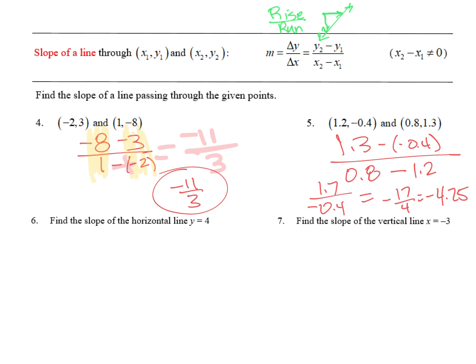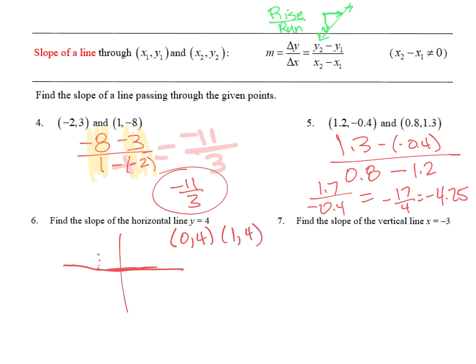All right, let's look at number 6. Find the slope of the horizontal line y equals 0. Well, let's think about a horizontal line. A horizontal line has no rise because the graph does not go up. It only has run. So think about a horizontal line as having a point at 0, 4, and then another point at, say, 1, 4, because it's horizontal.